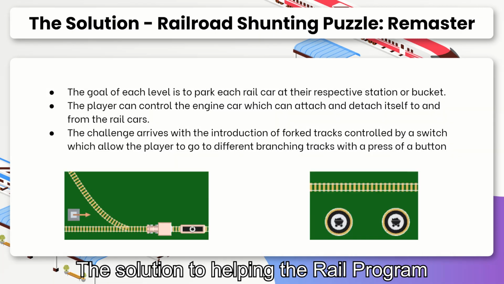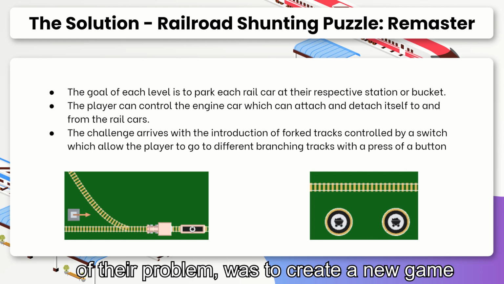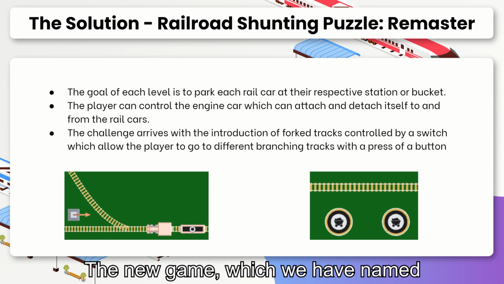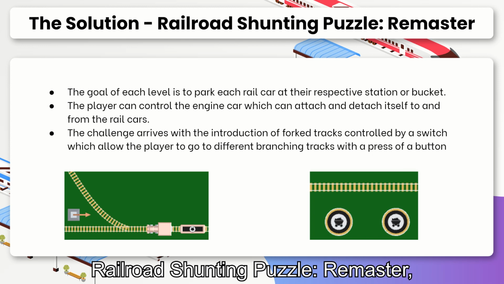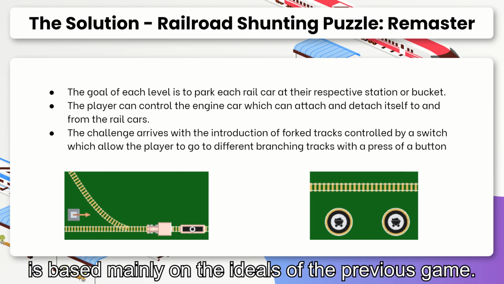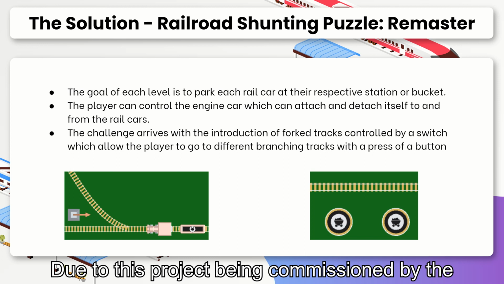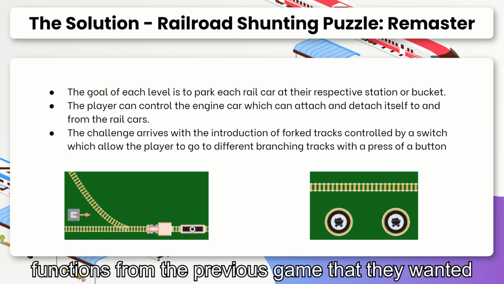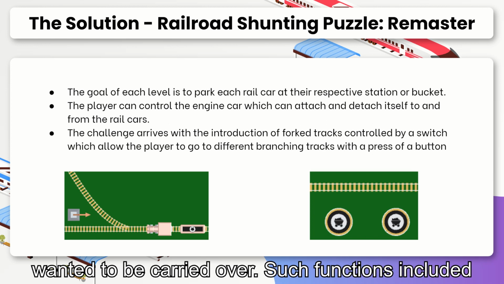The solution to helping the rail program with their problem was to create a new game to replace the one that no longer functions. The new game, which we have named Rail Shunting Puzzle Remaster, is based mainly on the ideals of the previous game. Due to this project being commissioned by the rail program, we needed to include the key functions from the previous game that they wanted to be carried over.